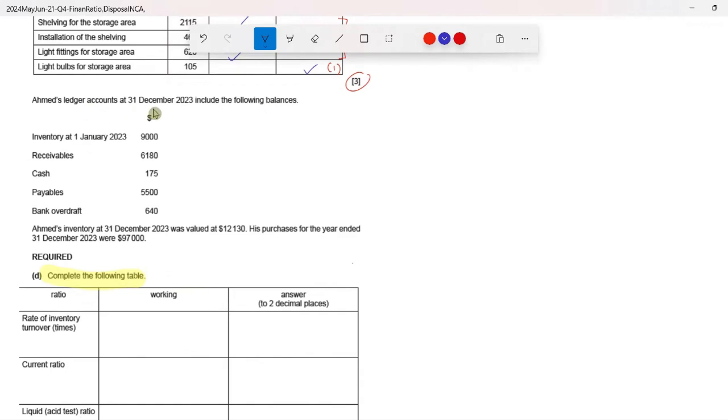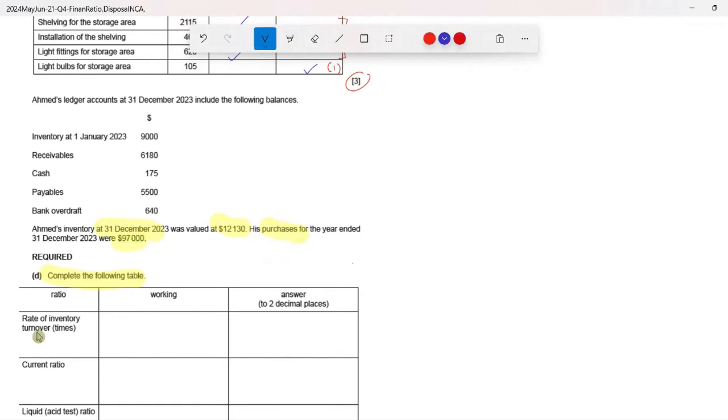So on the closing day, 31st December 2023, they give us opening inventory 9,000, and the rest of these, cash, receivable, payables, bank overdraft, should be closing balances. And Ahmad's inventory at 31st December is 12,130. So just take note of this closing inventory, this amount, right? His purchases for the year ended 31st December, purchases for the year is 97,000, right?